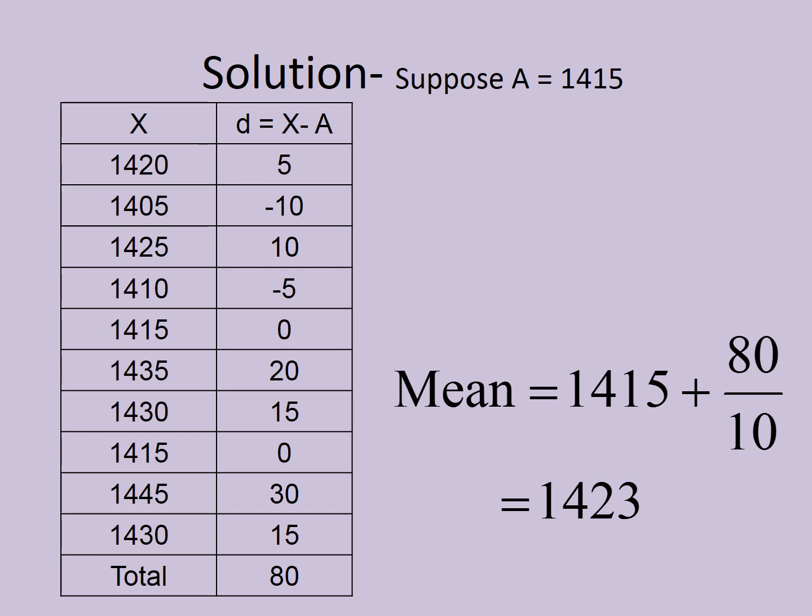So you can feed this value into your formula. The formula is the assumed value, that is 1415, plus the summation of differences, that is 80, divided by n. Here n means the number of observations, which is 10, and the answer will be 1423. If you go by the normal method or normal formula, the same answer will come, but for the shortcut method you have to follow these steps, otherwise you can lose your marks.